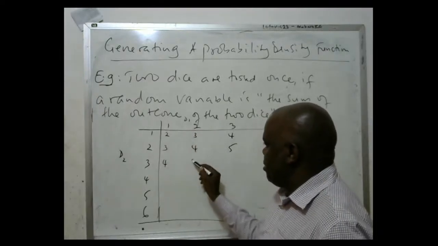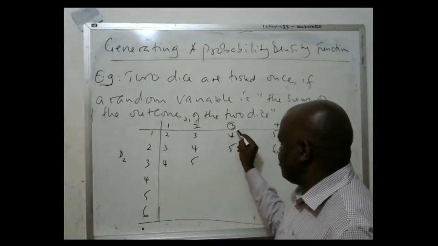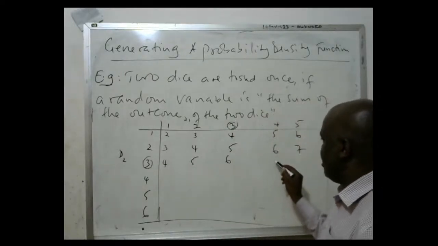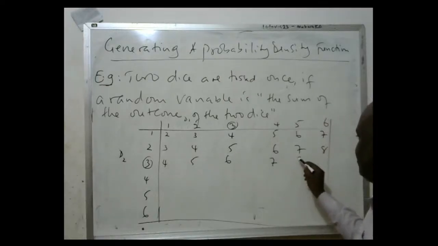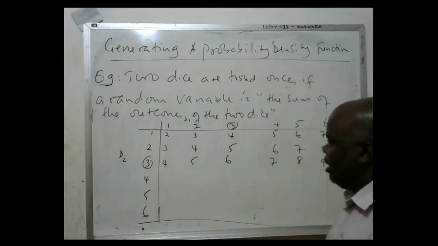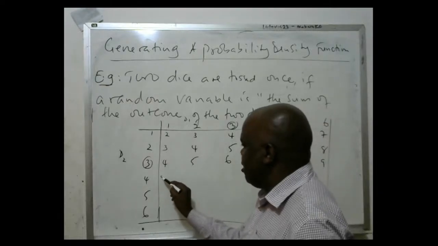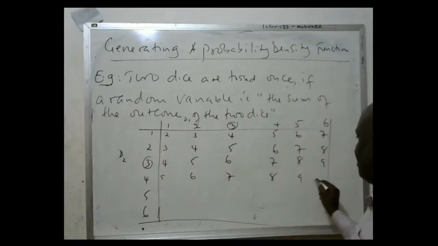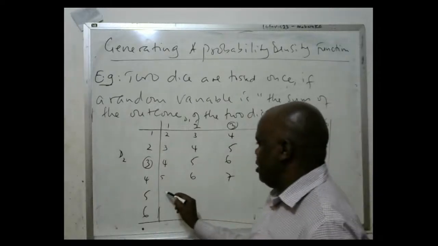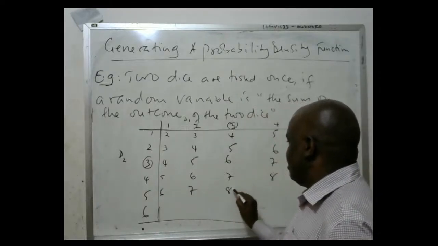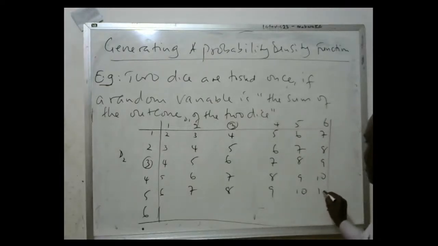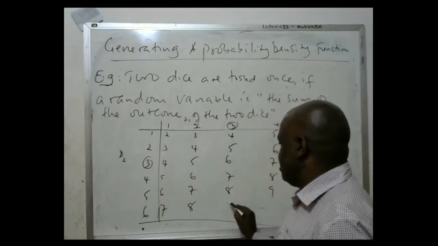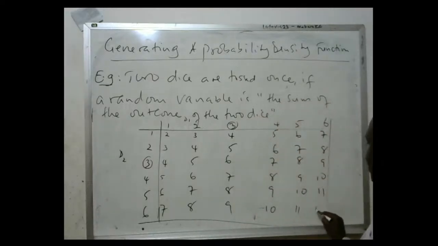The sum here will be 5. If this one gives us 3 and this one 3, the sum here will be 6. So ideally, the sum here will be 7, 8, and 9. Now, you can also have sums which are 5, 6, 7, 8, 9, and 10. Sums which are 6, 7, 8, 9, 10, 11. So it continues. The sum of this is 7, 8, 9, 10, 11, and 12.